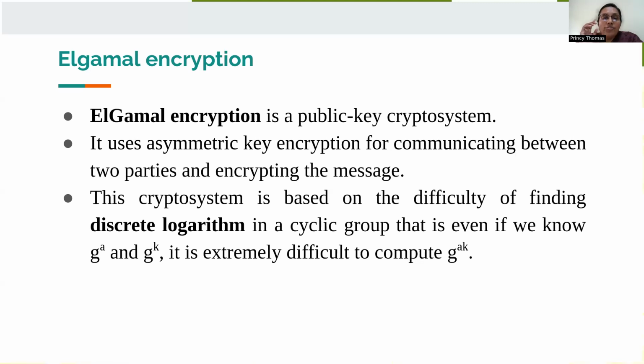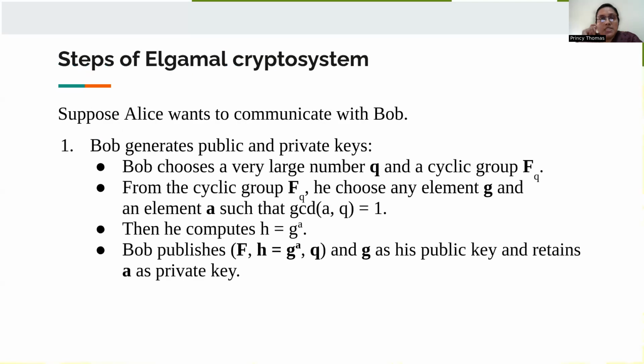G raised to AK is the actual key that is going to be used. And we send over the internet G raised to A and G raised to K. But just because we know G raised to A and we know G raised to K, it is not easy to compute G raised to AK, which is the actual key that is going to be used for encryption. And because that problem is a difficult problem or a hard problem, the encryption is secure.